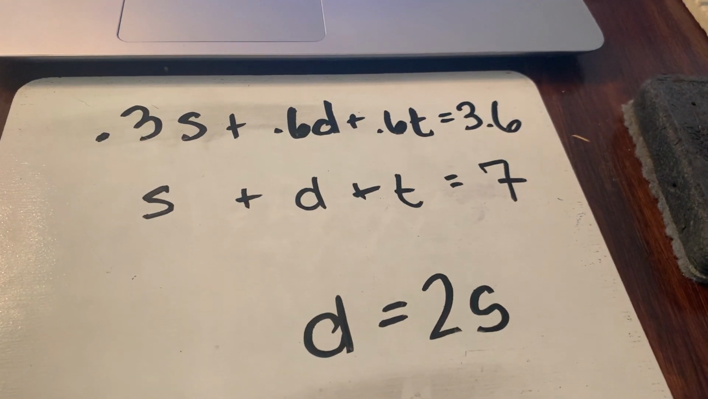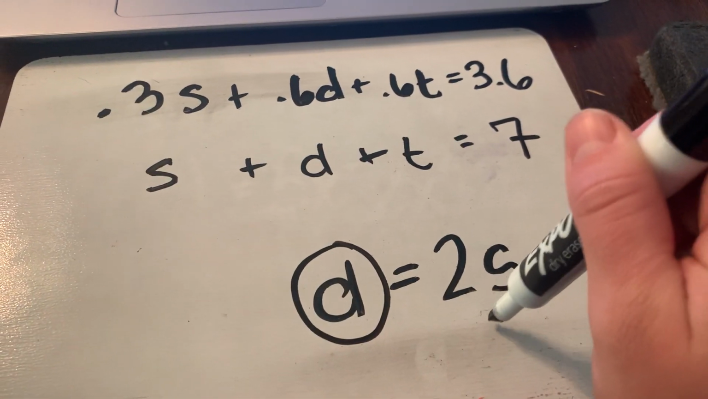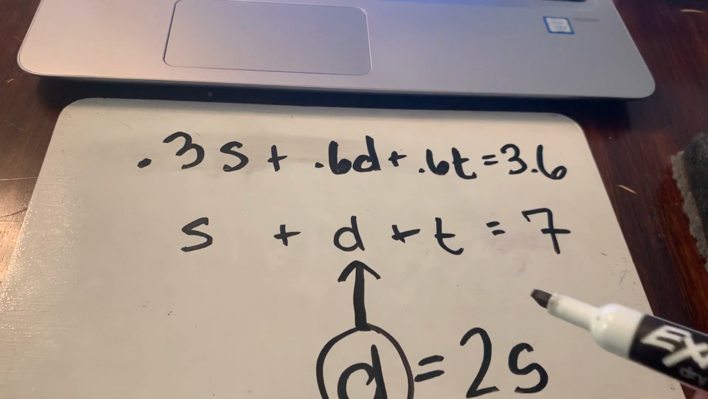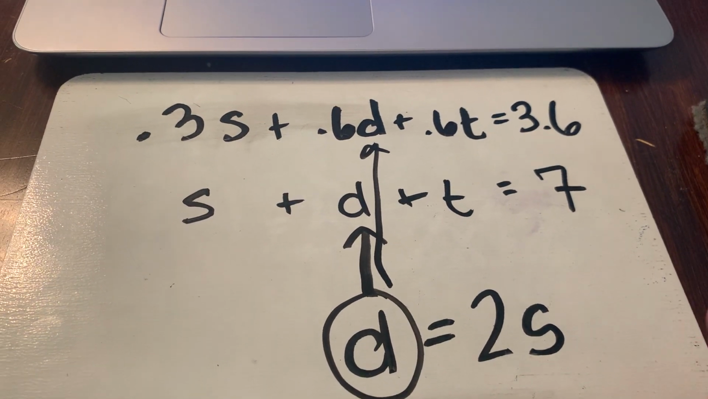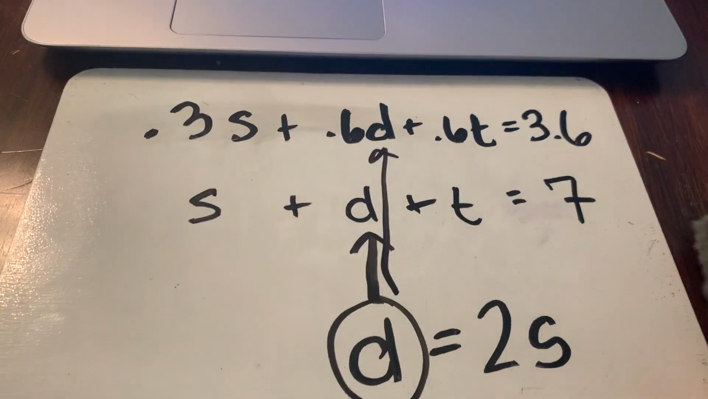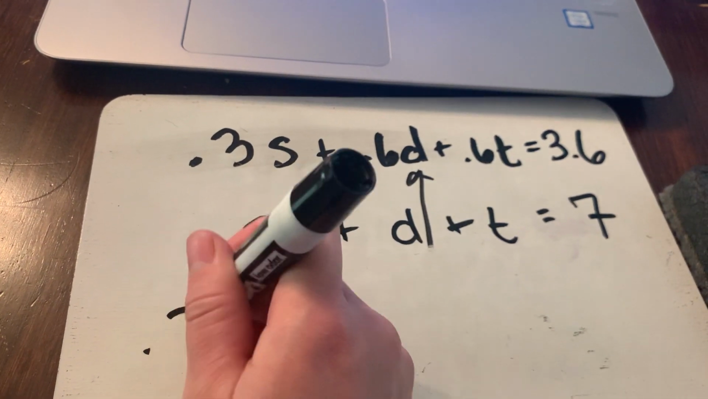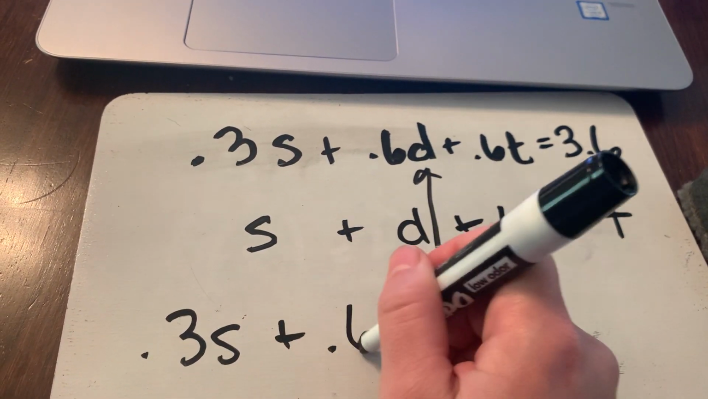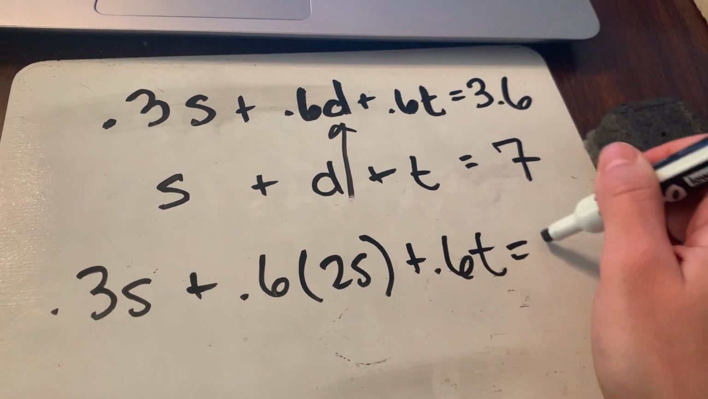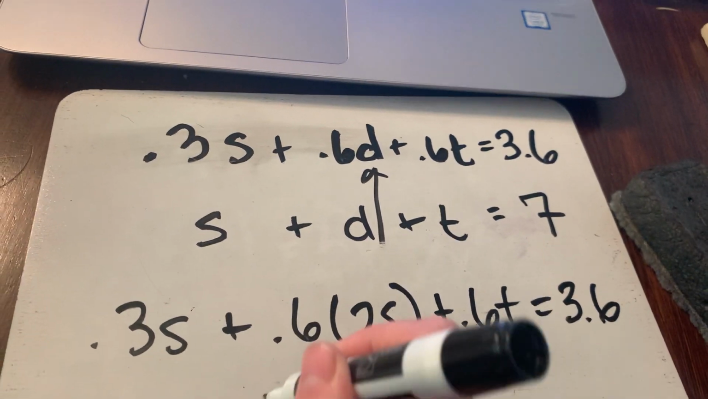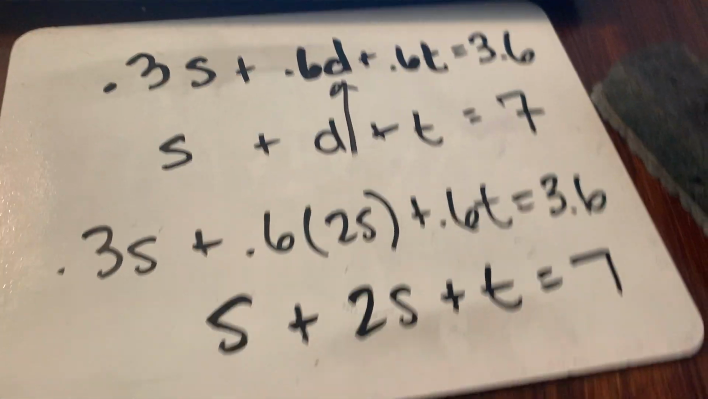Probably for all these, you're going to use substitution. So if D represents 2S, every time you see a D, you're going to replace it. So every time you see a D, you're going to do 2S. So let's do that. I'm going to erase this. So your new equations are going to be 0.3S plus 0.6D, we said D was 2S, plus 0.6T. And then S plus D, which is 2S, equals 7.